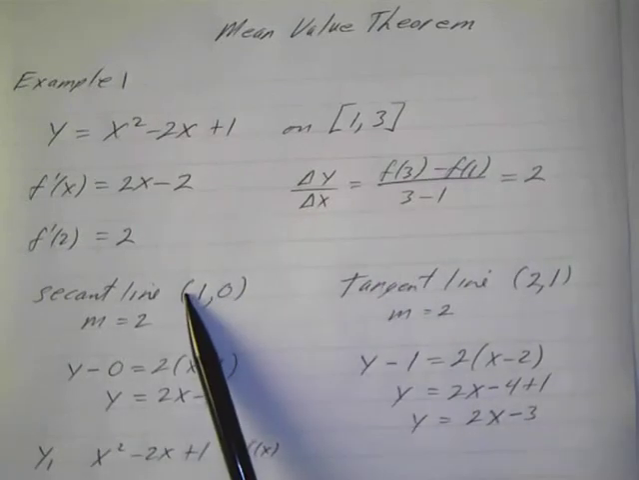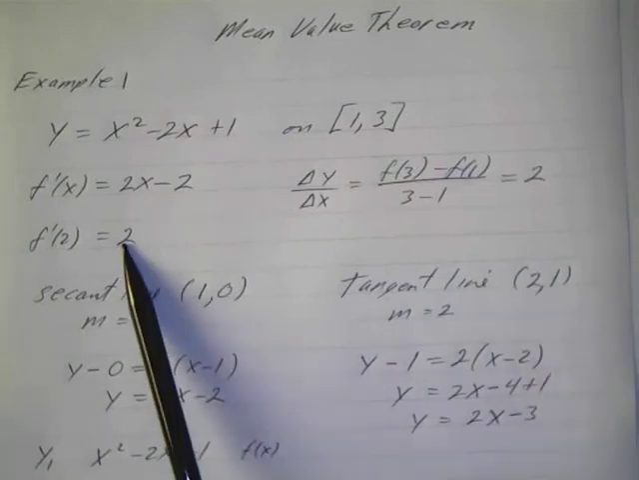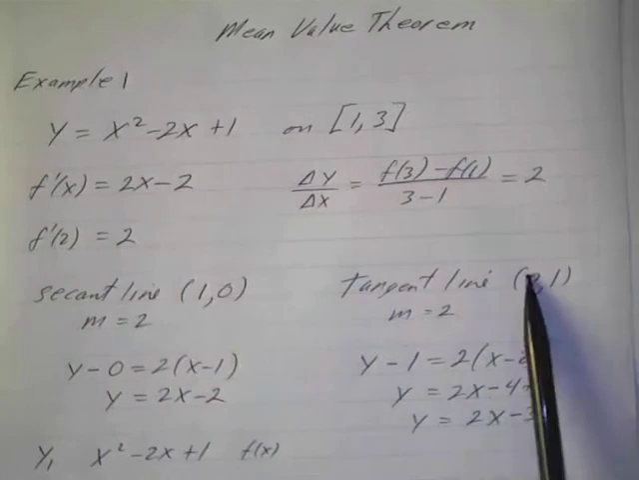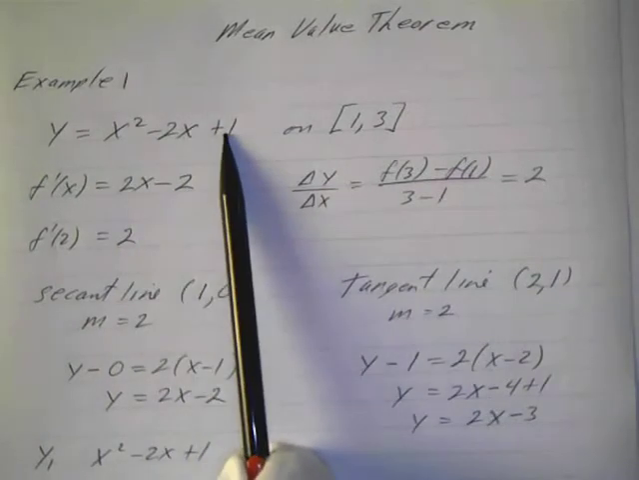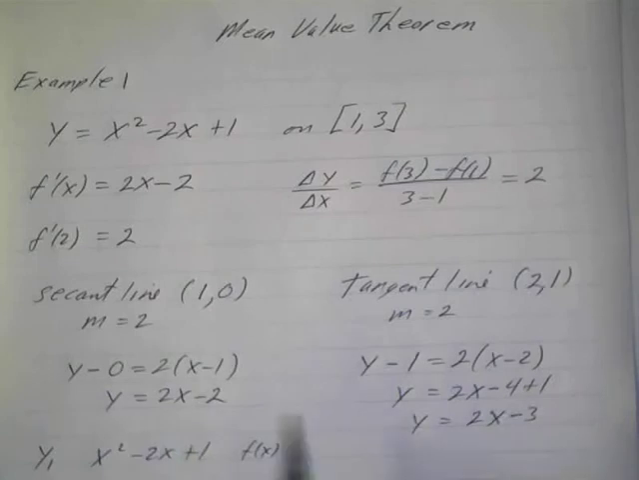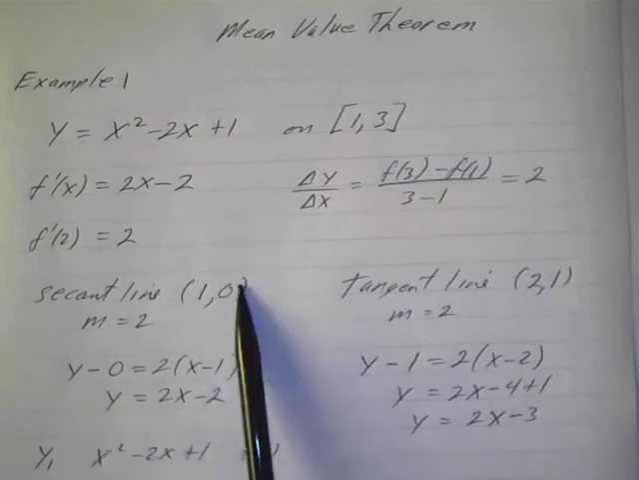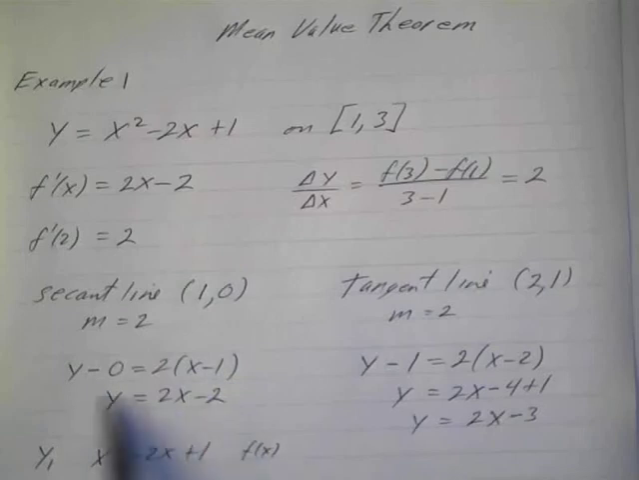Now I know the tangent line is going to go through the point at x equals 2. If I put this back in this equation, 2 squared is 4 minus 4 plus 1 is just 1. So this is the point that the tangent line goes through. This is actually the point of tangency. And I get my equations of the two lines. This is the equation of the secant line, y minus y1 equals m times x minus x1. If I solve for y, I get y equals 2x minus 2, so that's the secant line.